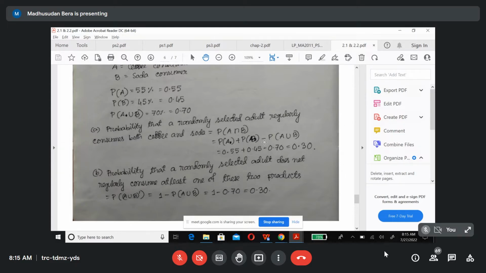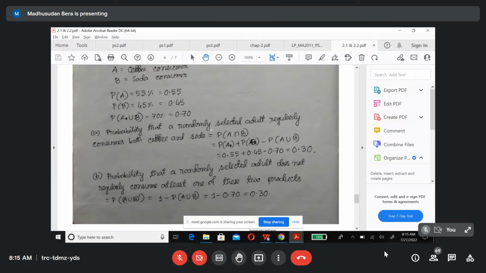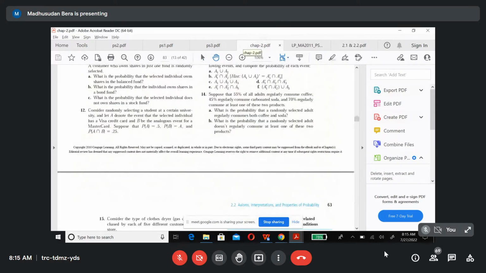Is it okay? Section part 1. Yes, sir. Then part 2 was: what is the probability that a randomly selected adult does not regularly consume at least one of these two products? Does not consume at least one of these two products.